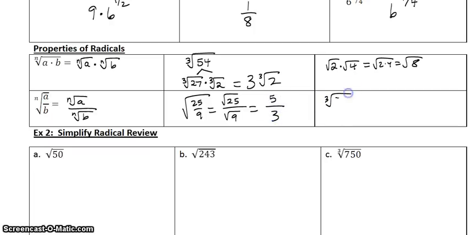Same thing, if I had the cube root of 27 or the cube root of 8, I could find those answers, but let's say I wanted to put these together. That would be the same thing as a cube root of 27 over 8.